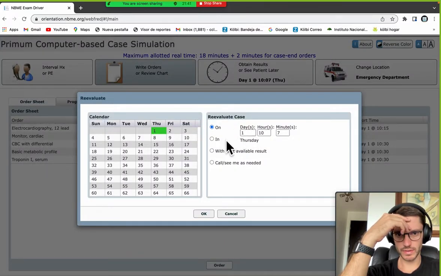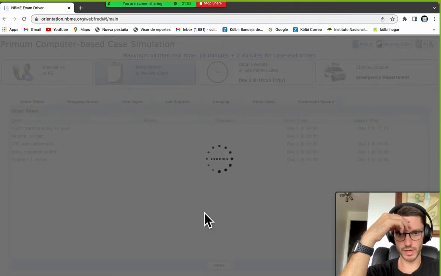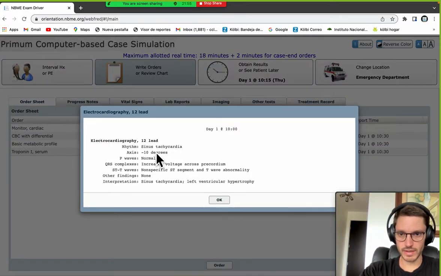Advance, okay, in 30 minutes. No, I want it fast. No, with next available result. I want to see that EKG. Sinus tachy, minus 10 degrees could be normal. P is normal. Increased voltage across precordium, okay. Non-specific ST segment and T wave abnormality. Sinus tachy, left ventricular hypertrophy.